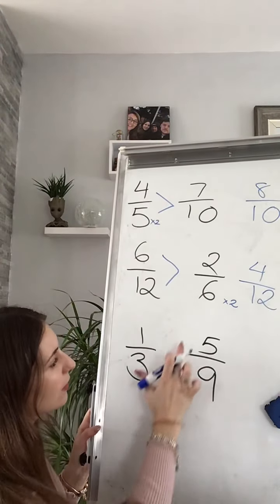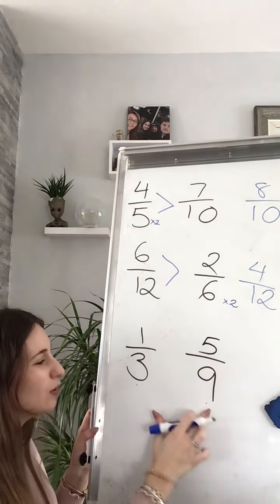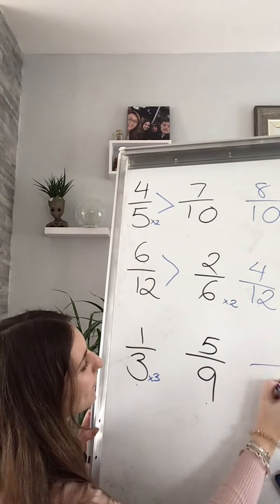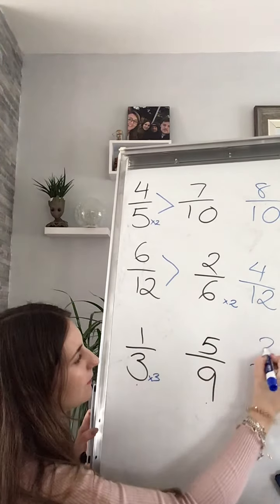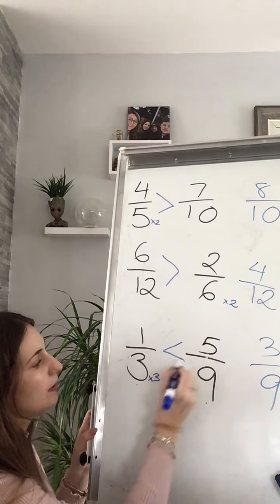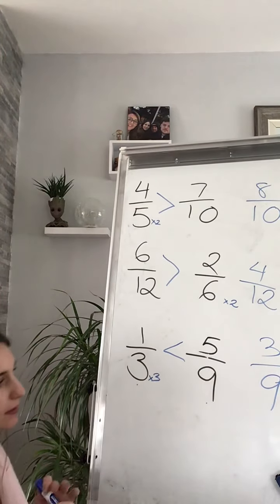And let's go into the last one. You have 1/3 and 5/9. 3, 9. I'm going to be looking at my 3 and I'm going to make it a 9. 3 times 3 is 9. 1 times 3 is 3. So you have 5 and 3. What is greater? The 5. So then you know that 1/3 is smaller than 5/9.